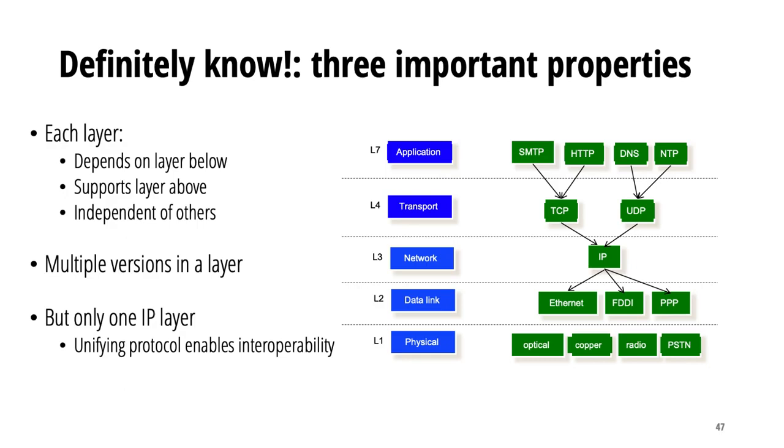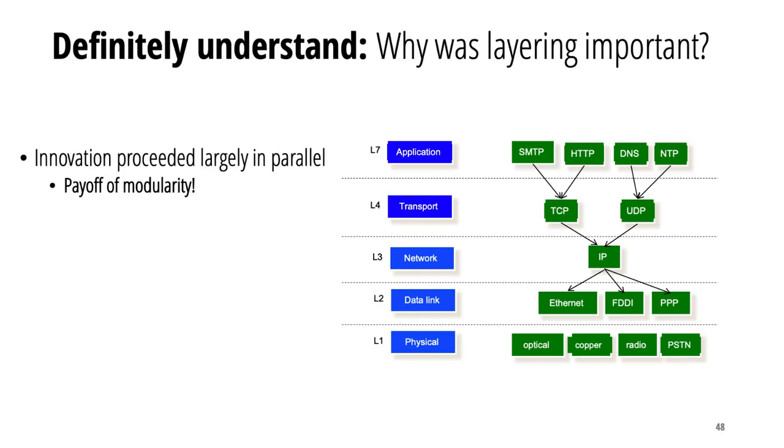Any other questions? Other things to note in this picture, you can have multiple versions in a particular layer. So for example, we had TCP and UDP. We also have things like Ethernet or the fiber protocol at layer 2, but we only have one IP layer. Okay. So that is the principle, having this notion of layering and having one universal IP layer.